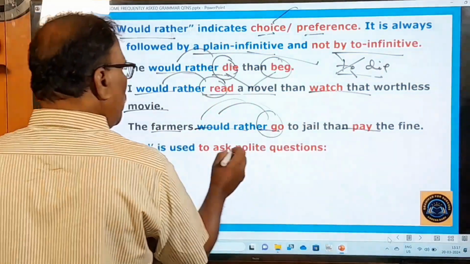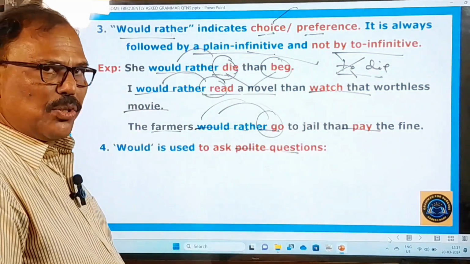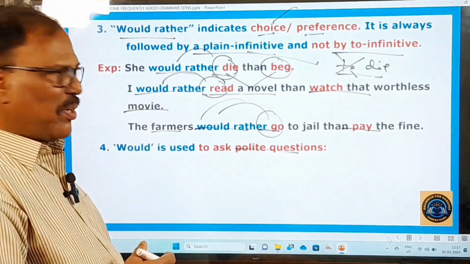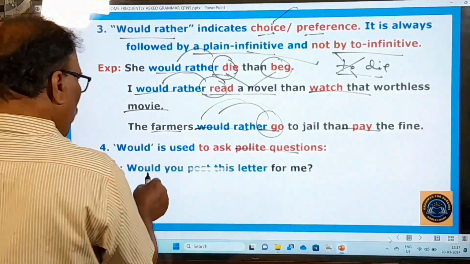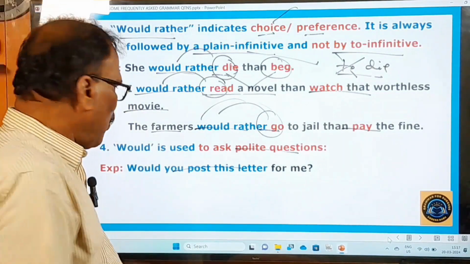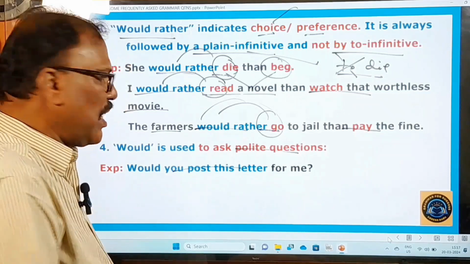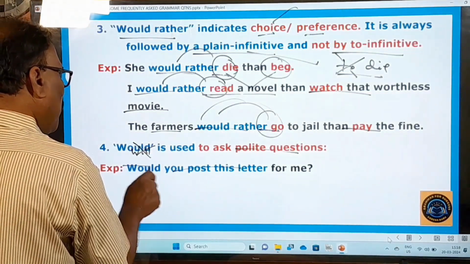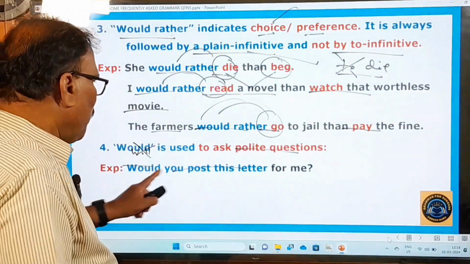Would is used to ask polite questions, just like could. Could is used to ask polite questions, and would is also used to ask polite questions. How? Let us see that. Would you post this letter for me? If you say, will you post this letter for me, it is less polite. You cannot say will. Will is less polite and would is more polite.